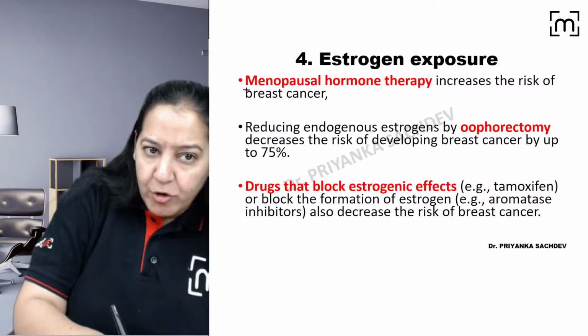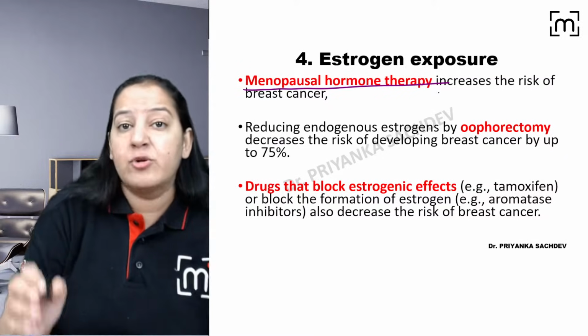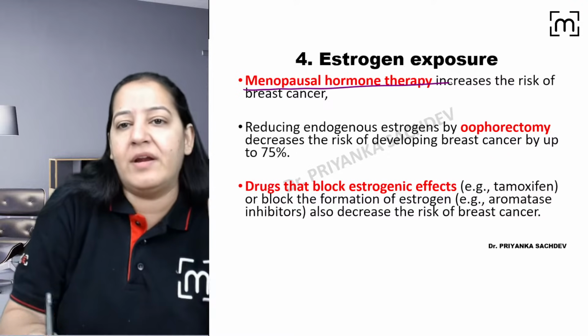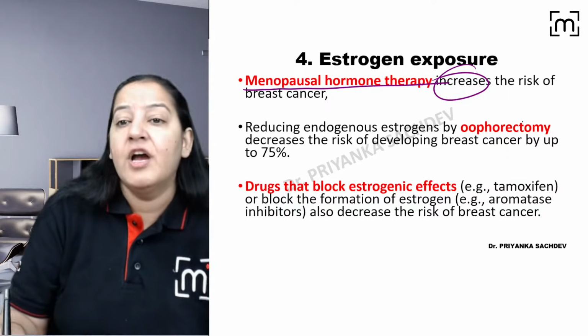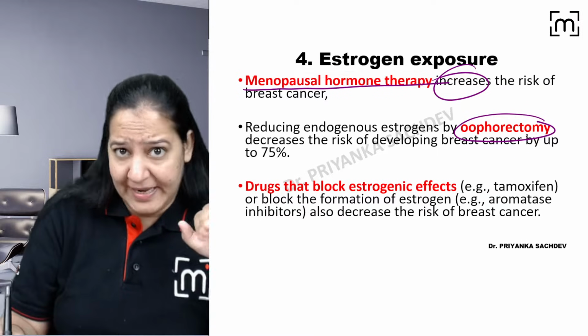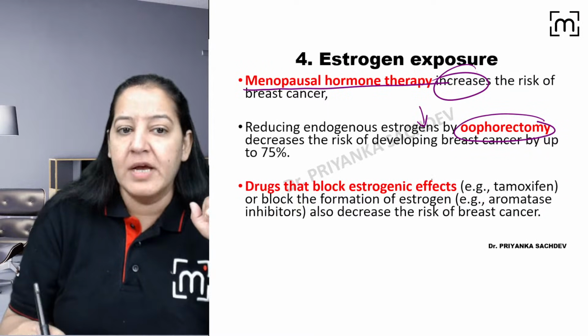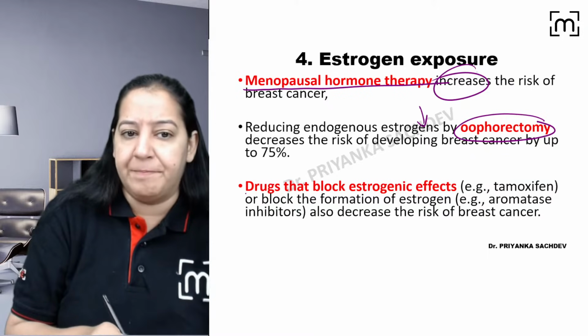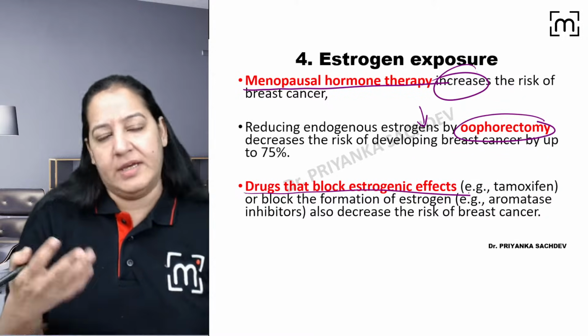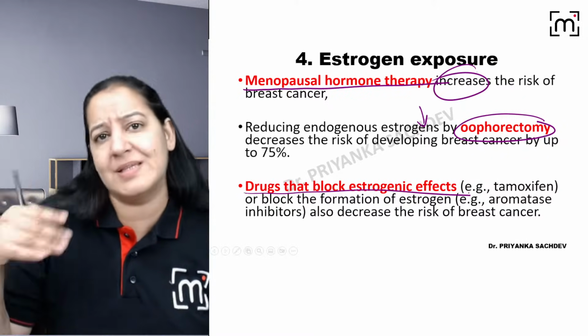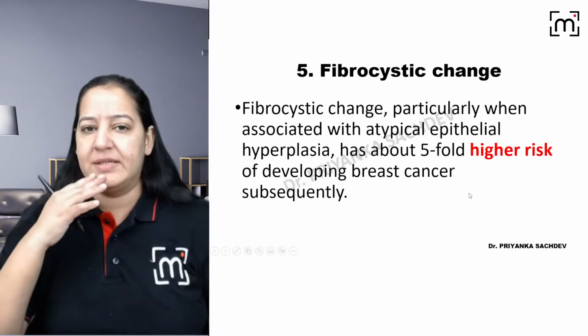So if you are giving menopausal hormonal therapy to the lady to subside the depression and other symptoms, you are increasing the risk of breast cancer, right? If you are doing oophorectomy in some ladies, you are reducing the risk of breast cancer. You got my point? And drugs that block the estrogen. There are some drugs which block estrogen synthesis in the body, so that will decrease the risk, right?